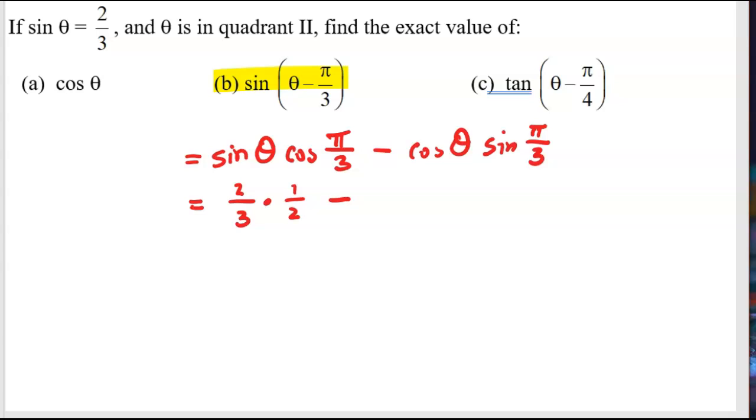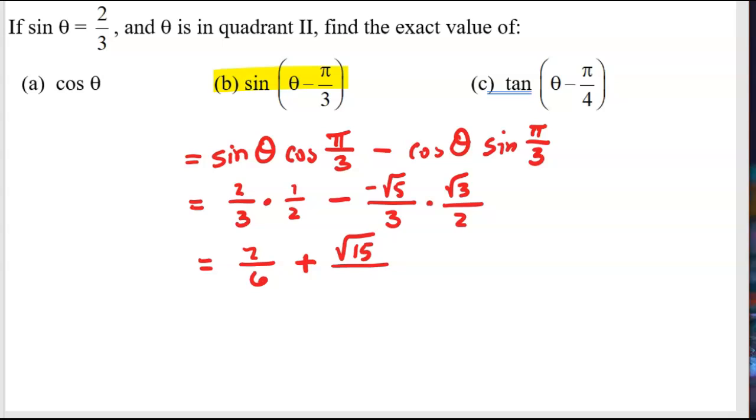Cosine of theta is negative root 5 over 3. This is where you have to be careful with your signs. Times sine at pi over 3, which is root 3 over 2. So we simplify, and here's the beauty: you notice all these denominators are always the same. So I have 2 over 6. I am not going to simplify because in a minute we're going to combine. I'm subtracting a negative, so I'm adding. Root 5 times root 3 is root 15, which is simplified already, over 6. Now I can rewrite it as 2 plus root 15 over 6.